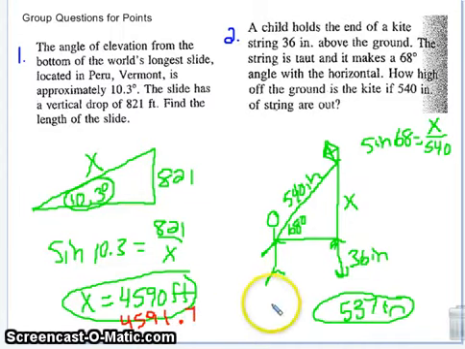Now, number 2. Any questions on number 1? Number 2 says a child holds the end of a kite string 36 inches off the ground. So this is one of the ones like we did in class the other day where you had to add in the height of the fire truck. We're already 36 inches off the ground. Then it doesn't matter how tall the child is.